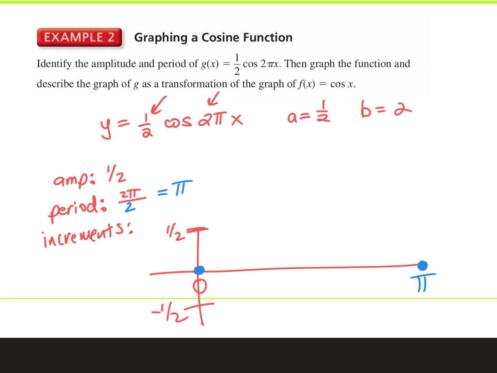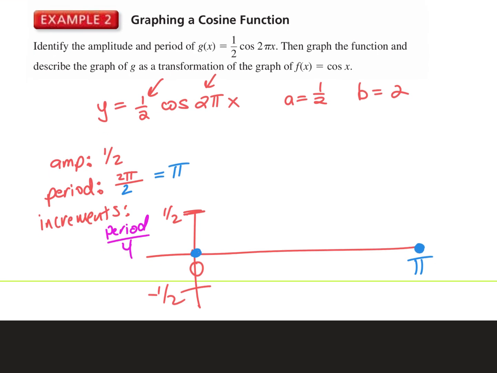And now you figure out all the tick marks in between. I have to cut it into how many pieces? To find the increments, I cut it into how many pieces? You take the time period and divide it by what number? Nope. How do you find the increments? It's the time period divided by 4. Cut it into 4 pieces. How many quadrants are on a coordinate plane? 4, right? First quadrant, second quadrant, third quadrant, fourth. How many quarters are in a circle? 4.